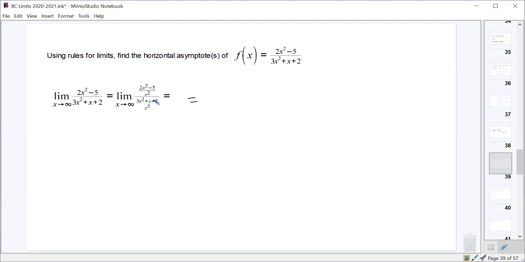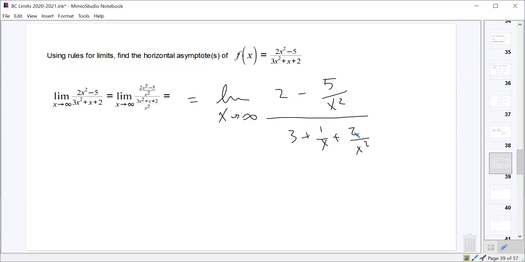So this, if I divide everything by the x squared, becomes a limit as x approaches infinity of 2 minus 5 over x squared over 3 plus 1 over x plus 2 over x squared. And as x goes towards infinity, what happens to 5 over x squared? It becomes insignificant. Insignificantly small. It becomes like 0. And what about the 1 over x and the 2 over x squared?